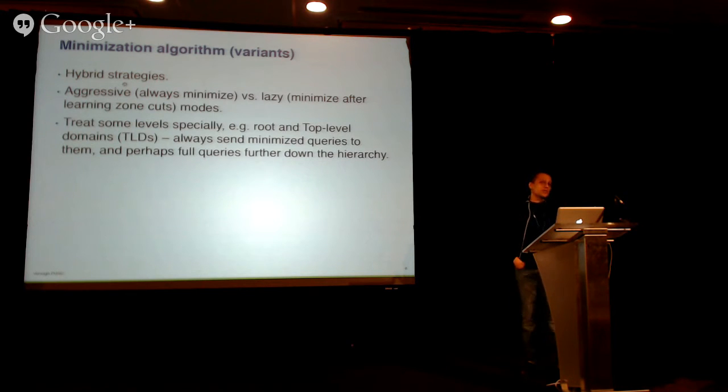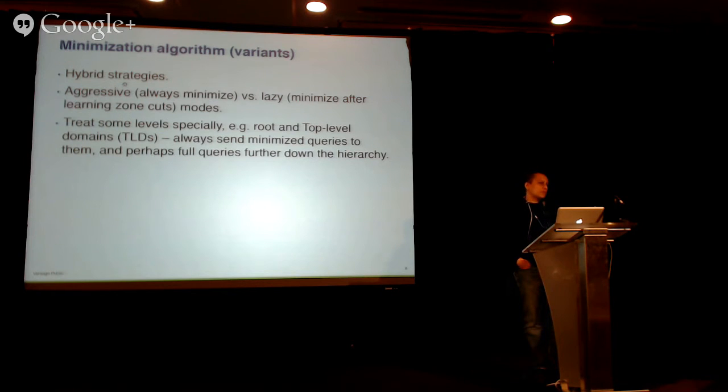Hybrid strategies are also possible. You could imagine a lazier algorithm that starts off by doing normal iterative resolution, and in the process learns the zone cuts, and then after it has learned the zone cuts, it can optimally issue these minimized queries. So that trades some privacy for efficiency.